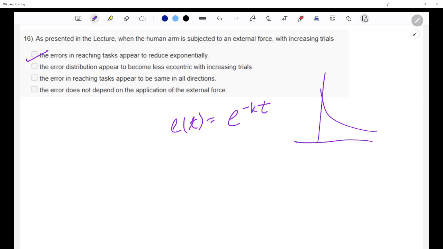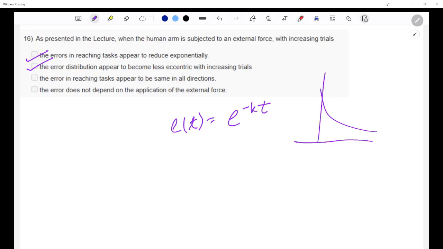Error distribution becomes less eccentric. So at first the error distribution looks elongated at certain directions. This happens because the disturbance biases the motion in one direction. After learning, the distribution becomes more circular, less eccentric. That means the subject learns to compensate in all the directions. Hence, option B is also correct.